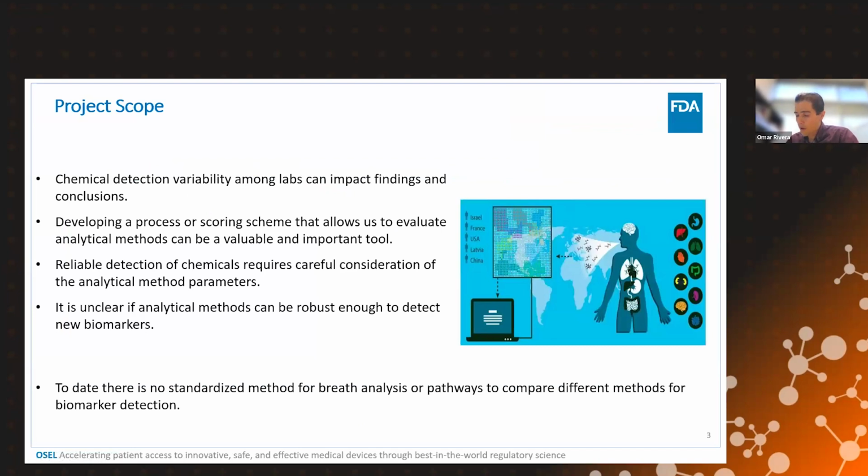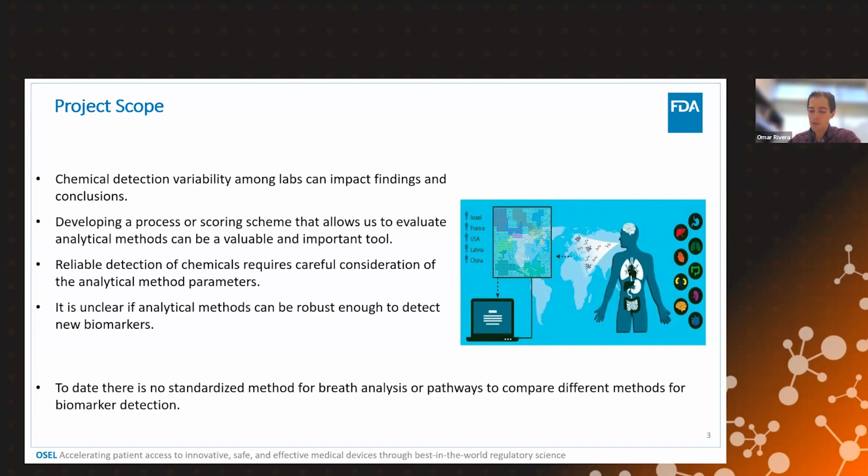In general, as part of our project scope, chemical detection variability amongst labs can impact findings and conclusions. We wanted to develop a process or scoring scheme that would allow labs to evaluate analytical methods and use it as an important tool to reliably detect chemicals. Usually this will require careful consideration of the analytical method parameters.